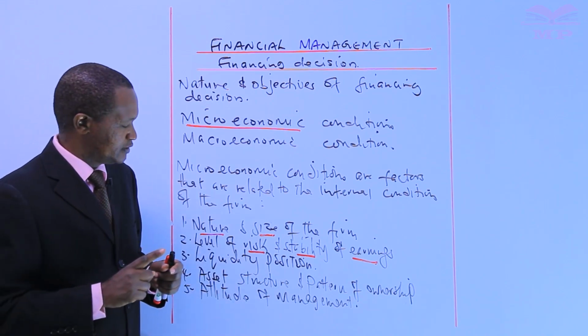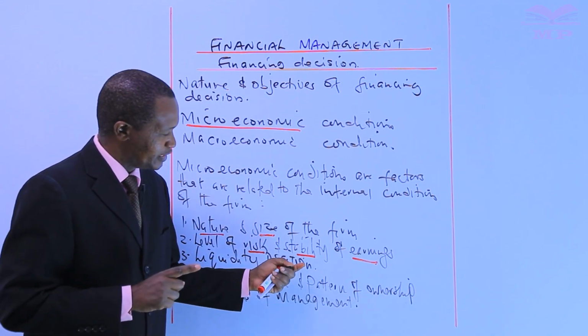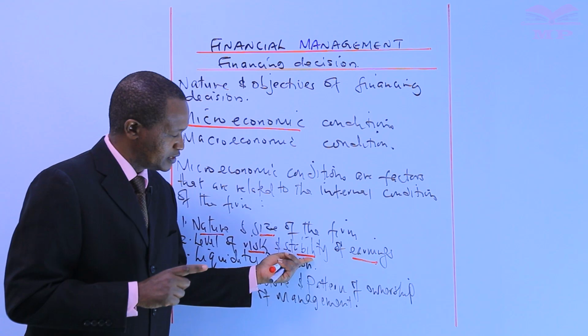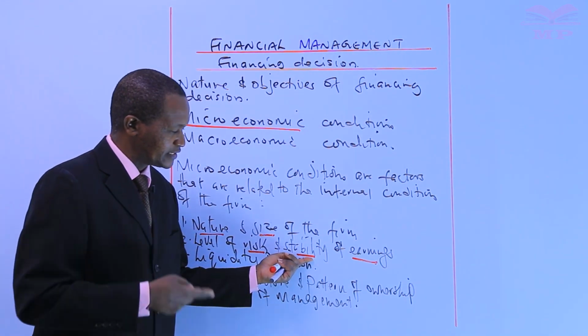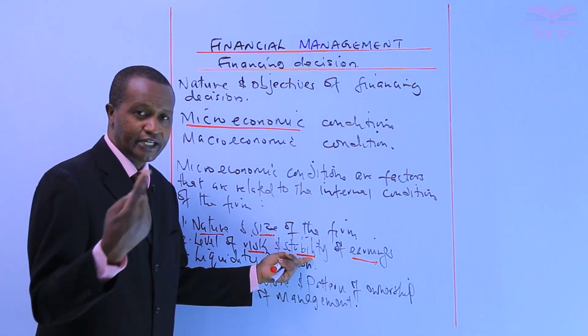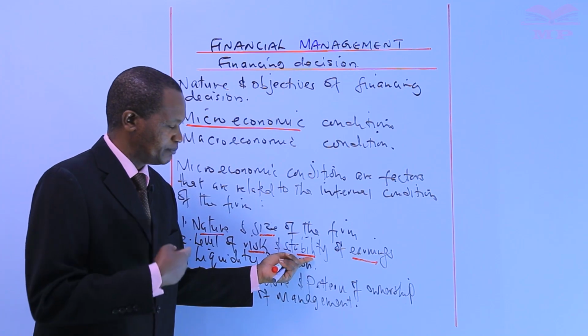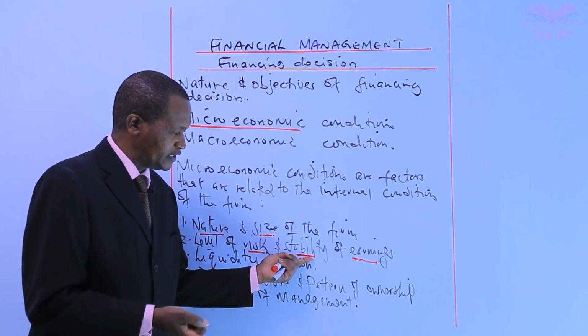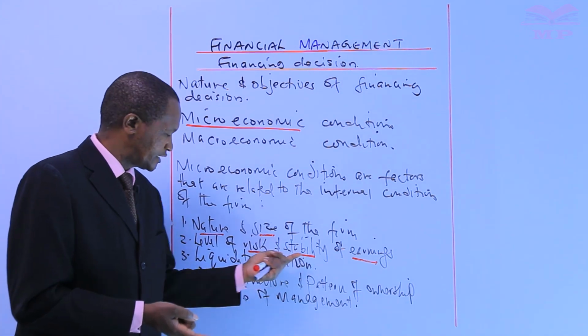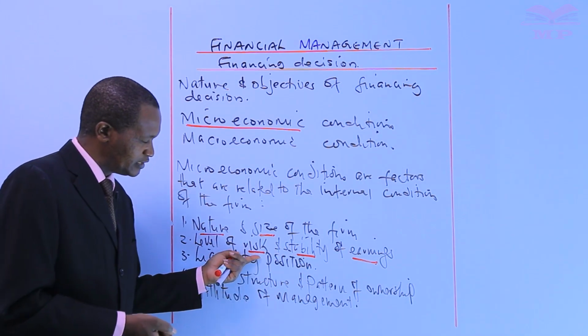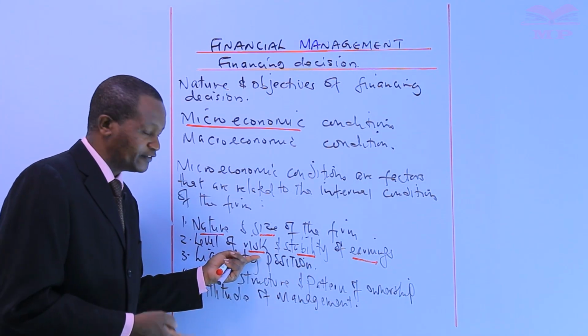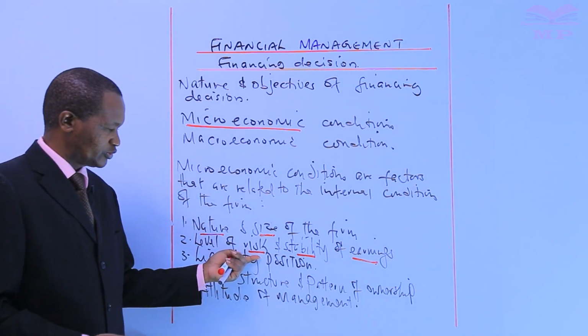All right? If a company has stable income, then that company can easily service loans, can easily pay interest on debentures, can pay fixed dividends to preferred shareholders and so on. So you can see how level of risk influences financing decisions.